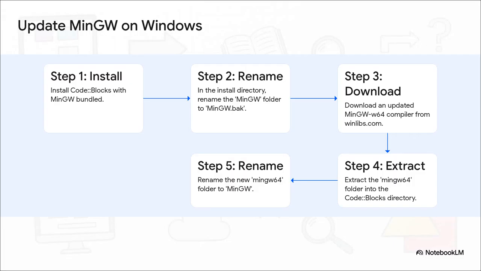All right, just one quick but important heads up for Windows users choosing CodeBlocks. The compiler it ships with is a little bit old, so to get all the latest and greatest C++ features, you'll want to update it manually. It sounds scary, but it's actually really easy. You just rename the old compiler folder, download a new one from winlibs.com, and then drop the new folder right into the CodeBlocks directory. This little swap will make sure you're running the most up-to-date compiler.